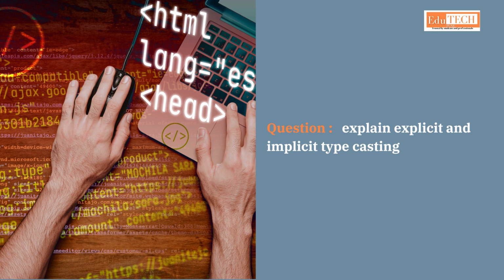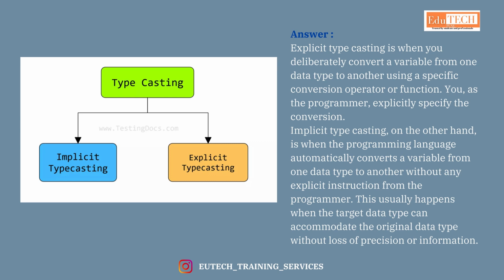Question: Explain explicit and implicit typecasting. Answer: Explicit typecasting is when you deliberately convert a variable from one data type to another using a specific conversion operator or function. You, as the programmer, explicitly specify the conversion. Implicit typecasting, on the other hand, is when the programming language automatically converts a variable from one data type to another without any explicit instruction from the programmer. This usually happens when the target data type can accommodate the original data type without loss of precision or information.